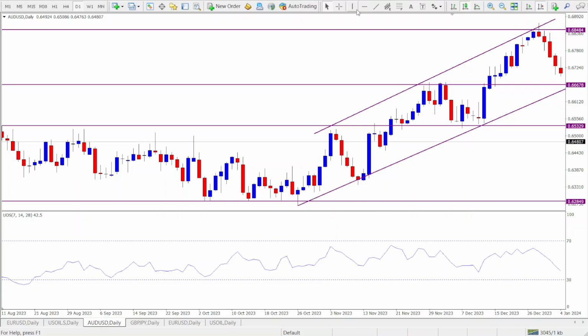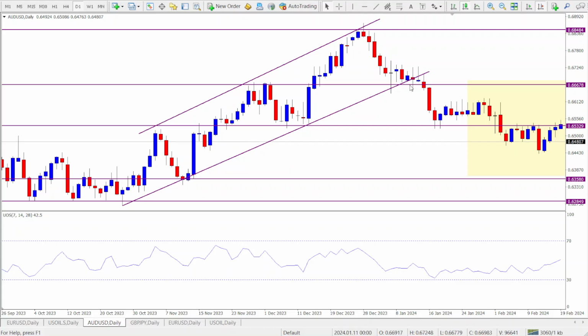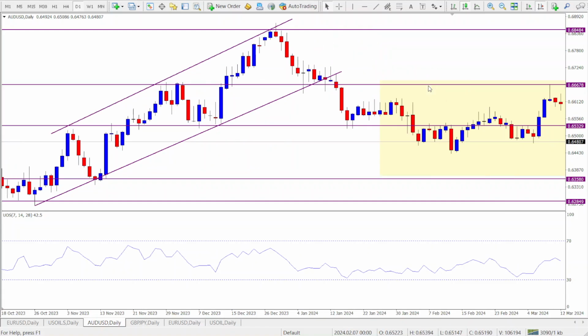We had price respecting the support level as the price kept on creating a bullish structure of higher highs and higher lows. But finally, around this point, we had a bearish breakout. So if you were making use of trend lines and support and resistance zones, you would have known that this was not a good place to enter a buy because of the breakout.